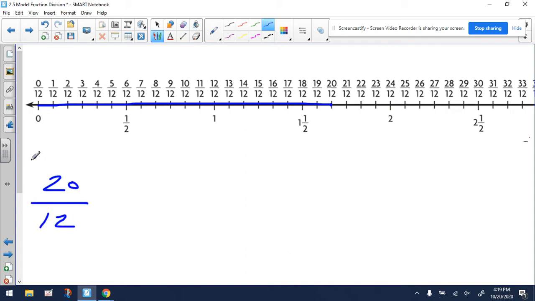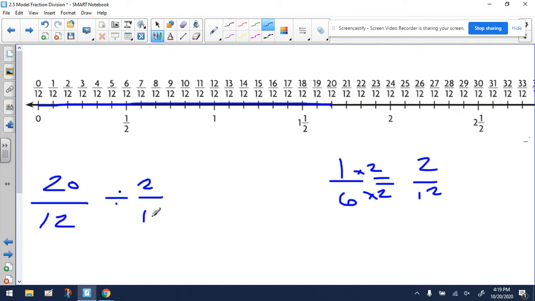Now, if we want to know how many groups of, let's say, 1/6 are in 20/12, it's a good idea to rethink this in terms of 12ths. If we rethink that in 12ths, we would realize that 1/6 is really equal to 2/12. So we're taking 20/12, which is unsimplified, by the way, and we want to know how many groups of 1/6, which is also equal to 2/12, there are. Let's use the number line to figure out the answer.